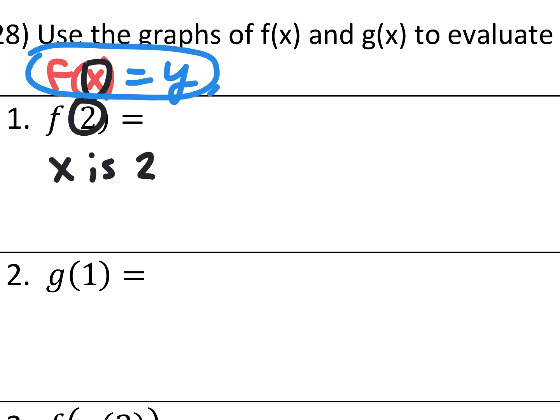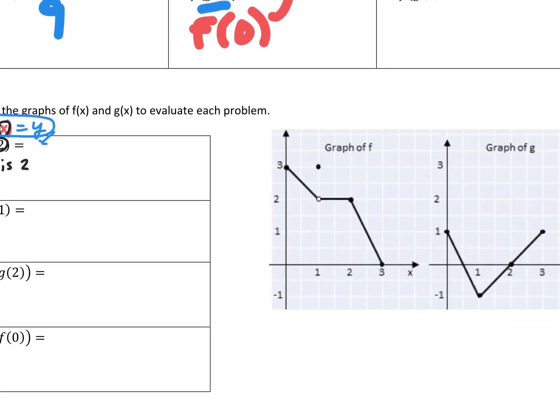So then your y value is over here. So we got to figure out y. We don't know y. We know x is 2, but we don't know y. So then we go over here. Now that we know x is 2, that's our spot. And it's 2 comma 2. So x is 2 and y is also 2.